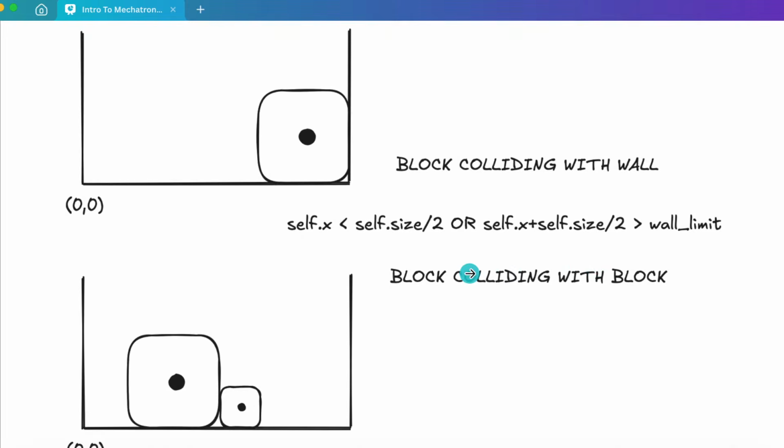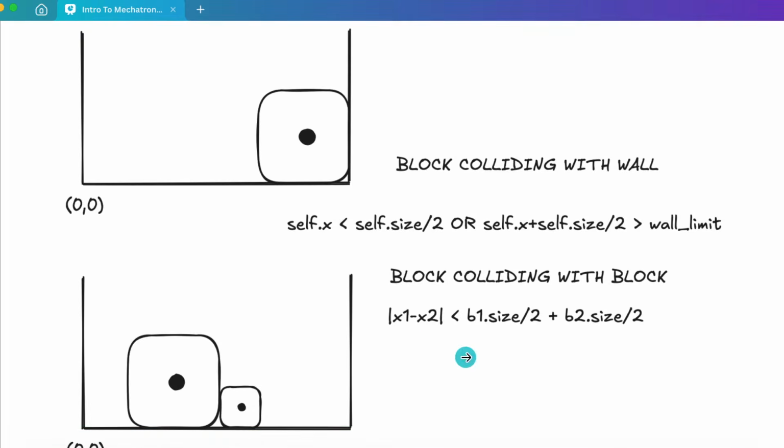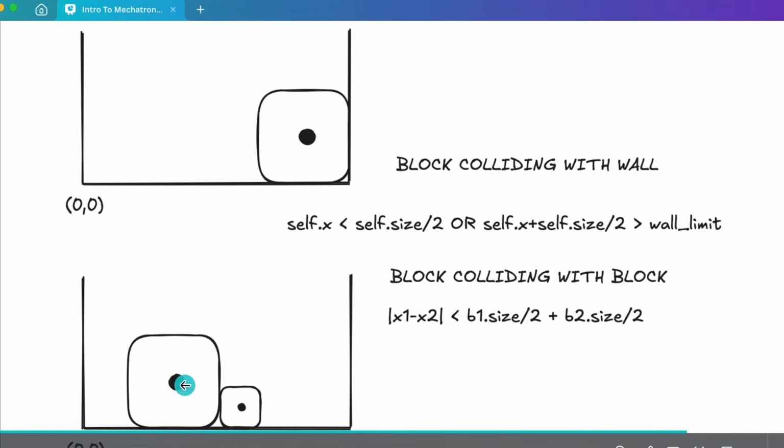Block colliding with another block. So this is another, see, do not generalize. Both the blocks might not have the same size, they'll have different sizes. So here the condition will be x1 minus x2, the x coordinate of this minus this one, the absolute magnitude of distance between them is going to be less than half the size of this plus half the size of this. I hope these conditions are clear.